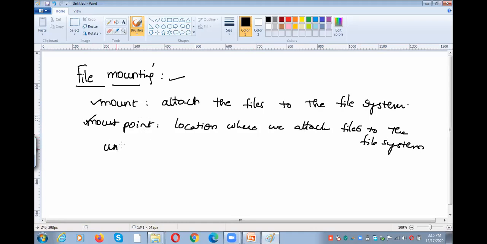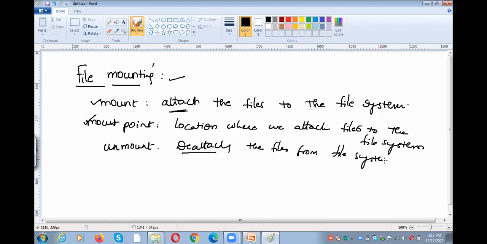What is unmount? Unmount is nothing but detaching. So mount is attach and unmount is called detach, to detach the files from the file system. Right? So what are we mounting for? What is the purpose of file mounting? So what is file mounting?